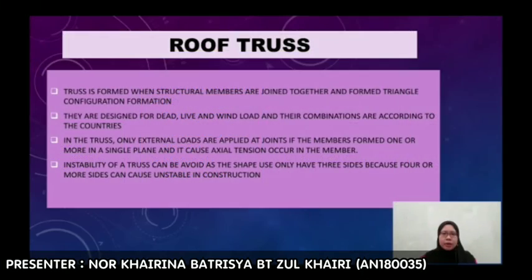Assalamualaikum warahmatullahi wabarakatuh. We continue with the roof truss. Roof truss is formed when structural members are joined together and form a triangle configuration. They are designed for dead, live, and wind load, and their combinations are according to the countries, such as in Malaysia, we use Eurocode. In the truss, only external loads are applied at joints if the members form one or more in a single plane, and it causes axial tension in the member.